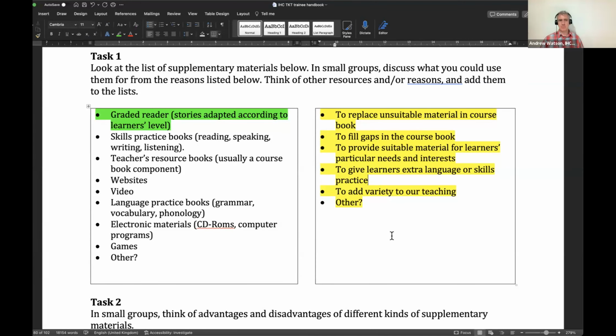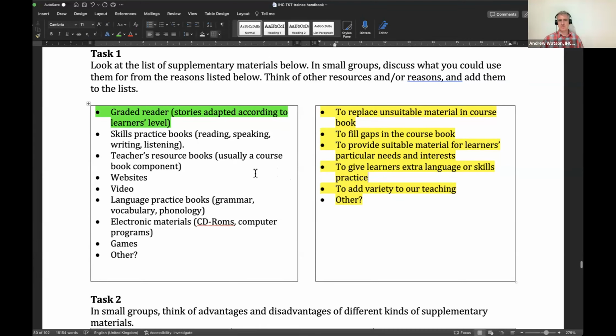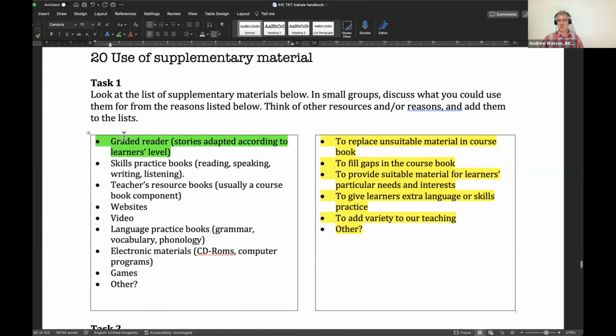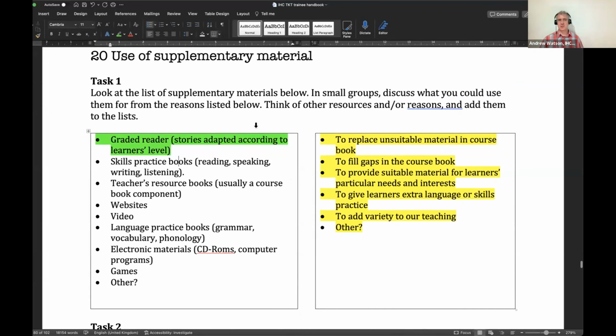So the new vocabulary could be the advantage. Okay, we're not talking about advantages yet. We're on task 1, yeah. Ah, okay. But yeah, you can note that down if you wish as an advantage.